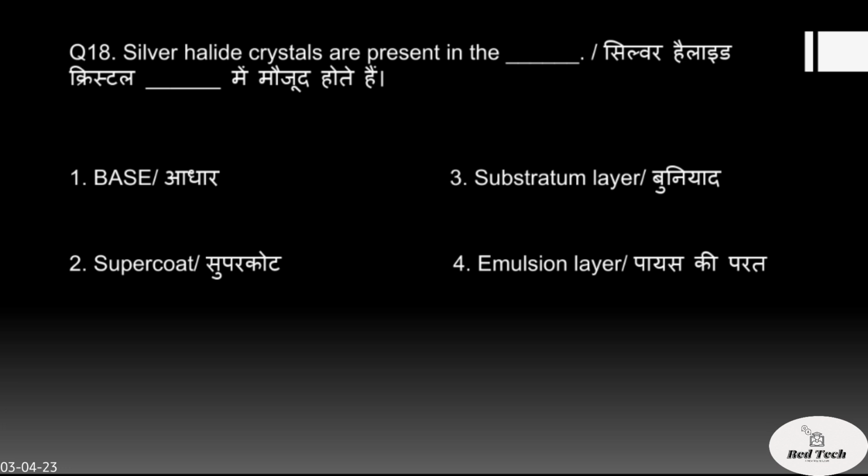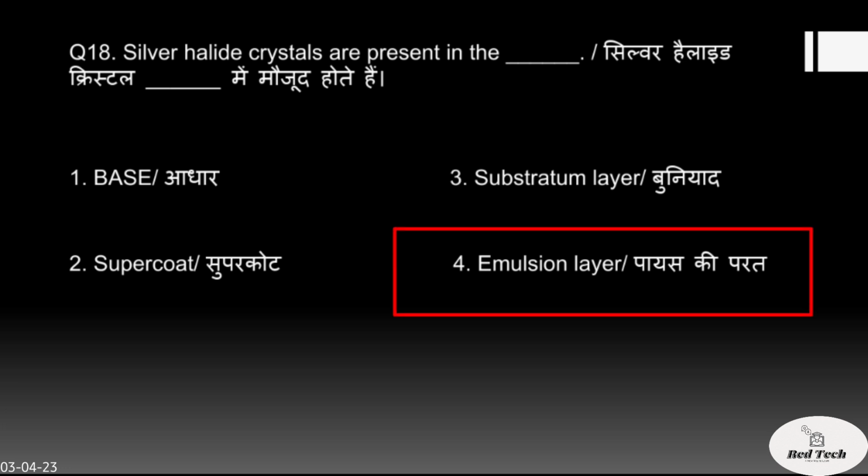Question number 18. Silver halide crystals are present in the. In the given options, where the silver halide crystals are present, we will discuss in this chapter on the structure of film. So now we go to the options. Option 1 is base, option 2 is supercoat, option 3 is substratum layer, and option 4 is emulsion layer. So the right answer is that silver halide crystals are present in the emulsion layer. So the right answer is option number 4.